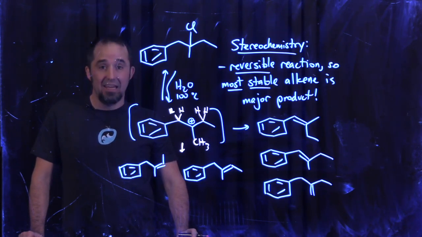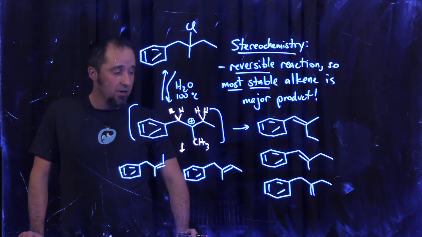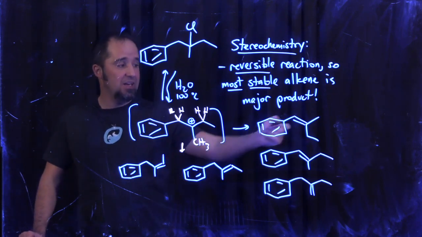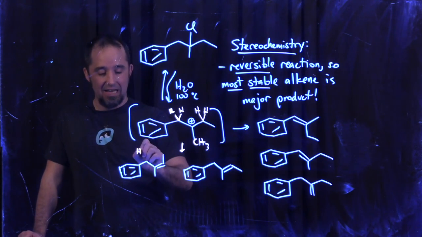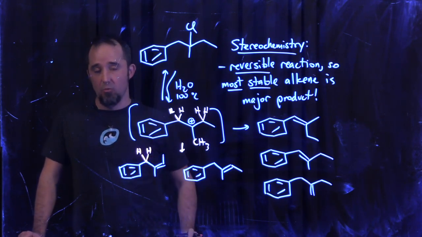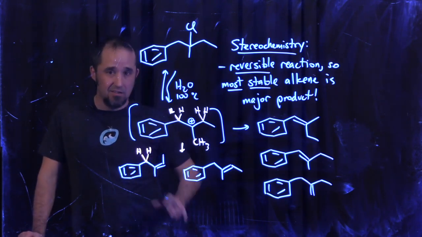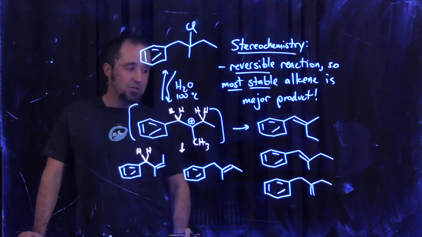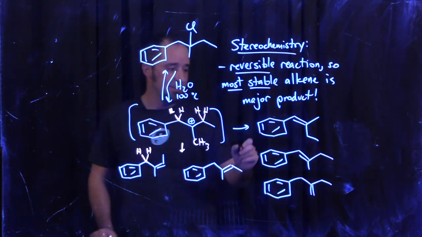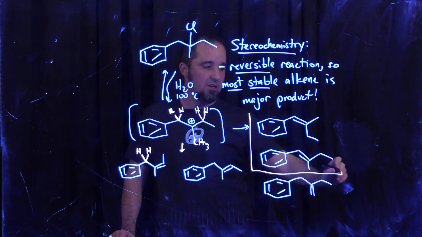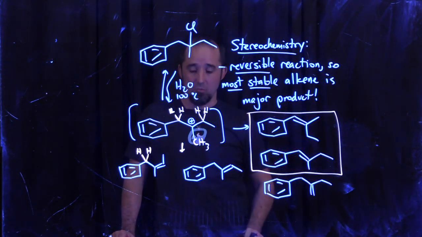Here, we're really looking at conjugation. We want our new alkene to be conjugated to the benzene ring and not be separated from it. That's going to be a big, important stability thing. So of these are going to be the most likely formed.